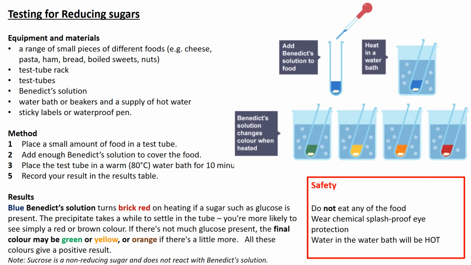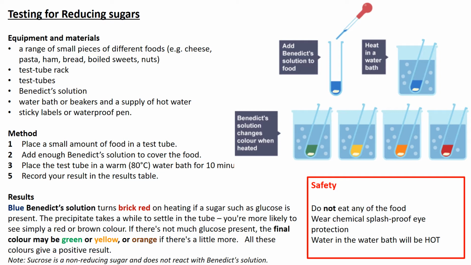So, what we see is Benedict solution turns brick red on heating if a sugar such as glucose is present. The precipitate takes a while to settle in the tube, and you're more likely to see it if it's simply red or brown. If there's not much glucose present, you might get a green, a yellow or an orange, but the answer they're really looking for is brick red. Okay? All of these colours give you a positive result, but in the exam, when they're assessing this skill, they're going to be looking for the term brick red. Okay? It only tests for glucose, it doesn't test for sucrose. Okay?